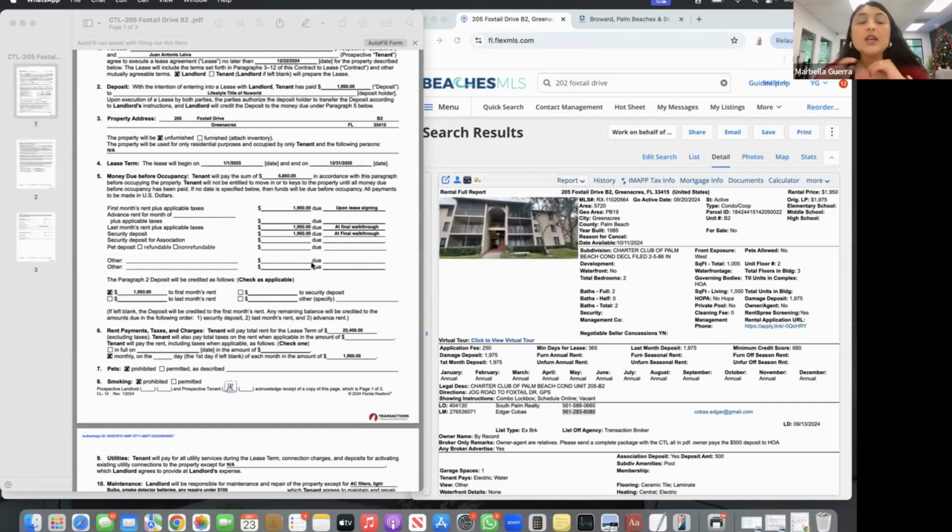Okay. Paragraph number 5 is money due before occupancy. So this is going to be however much the landlord is charging.